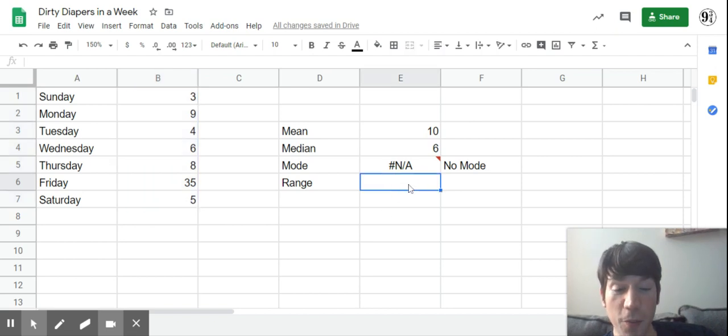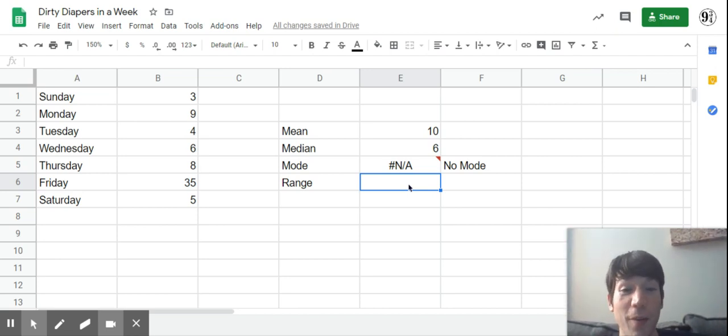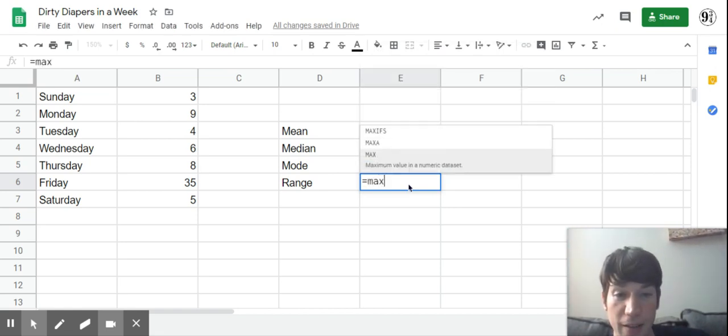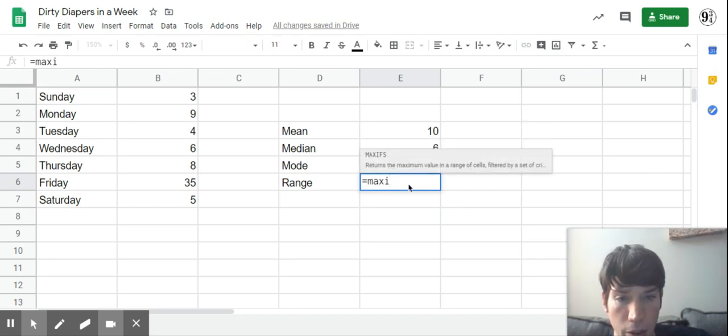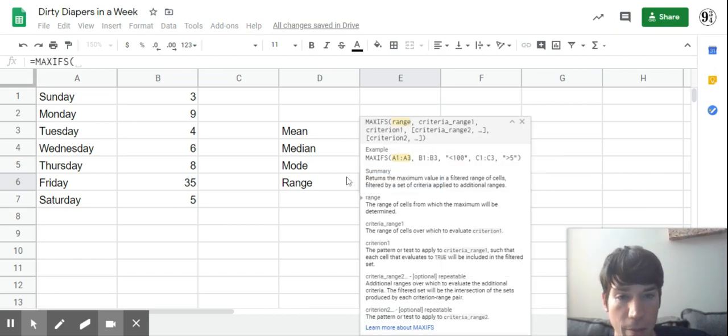All right. The toughest one is probably the range because there's not actually a function just for the range. So we have to know what the range is. Well, remember, the range is like taking the biggest number in your data set and subtracting away the smallest number. So we have 2 options. We can either use option A. We can press equals. Another name for the biggest number in your data set is the maximum value. So the max.